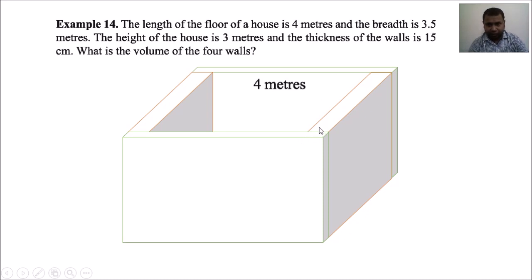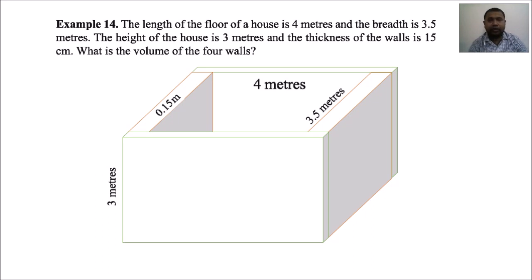Like breadth is also from here to here, that is 3.5 meters. Okay, and height is how much? 3 meters. Height of the room 3 meters. And what is the thickness of the wall? You can see here 15 centimeter. I just converted it into meter. We required it, so 0.15 meter. That is the thickness of the wall. So I think you understand what the question told us to solve.